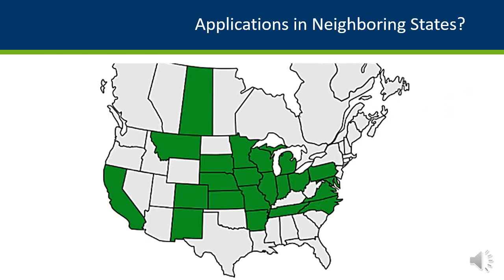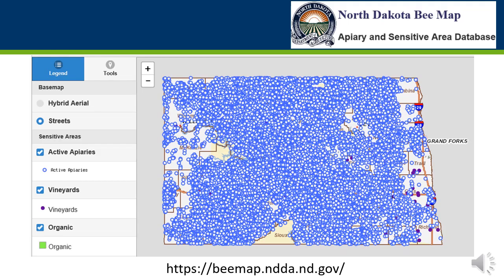FieldWatch is currently available in 24 states, 1 province, and Washington, D.C., and increasing each year. For applicators that operate in neighboring states, most are also in the FieldWatch system. You'll notice that North Dakota is an exception. North Dakota has its own system called the North Dakota VMAP. It also includes vineyards and organic fields. If you apply pesticides in North Dakota, also become familiar with this system.